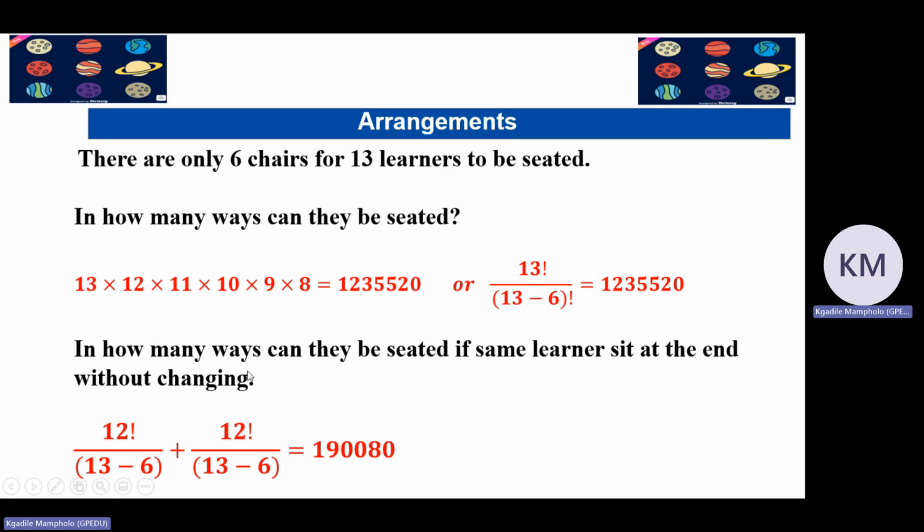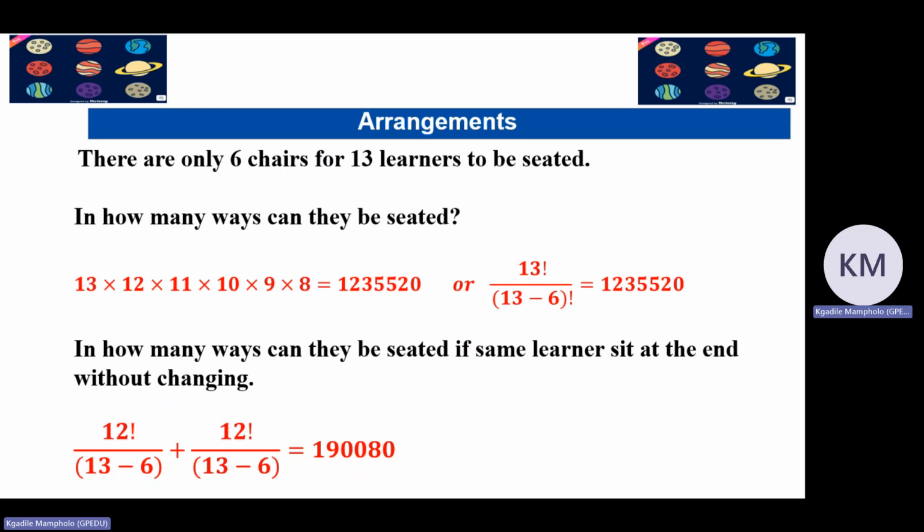In how many ways can they be seated if one learner sits at the end without changing? Now, if we put the 6 chairs on the stage, we say one learner sits at the end without changing. We didn't say the left end or the right end, so we write the 2 possibilities. But we know that one learner will be at one point. It means we'll be changing learners in the middle.